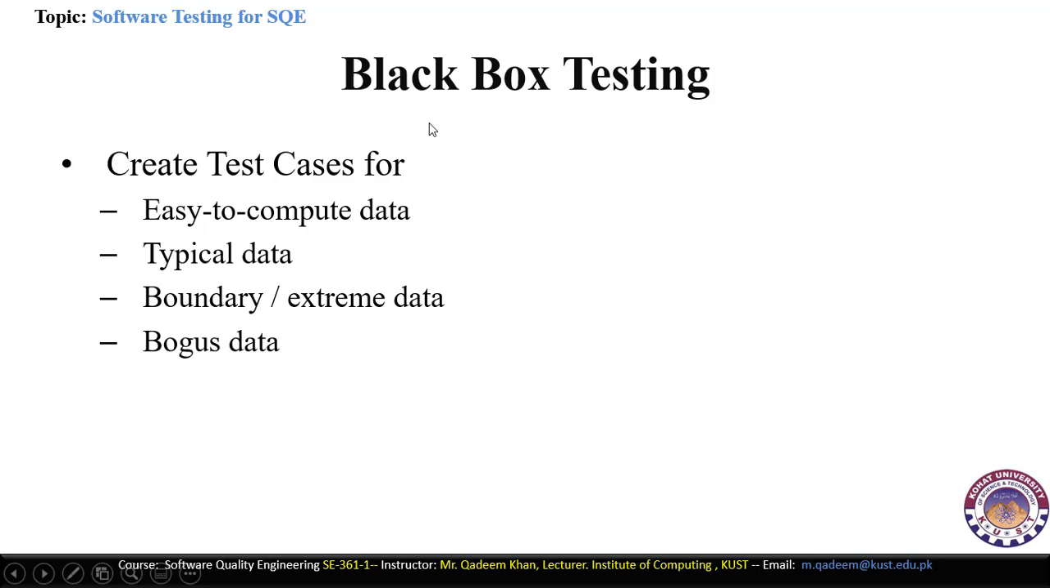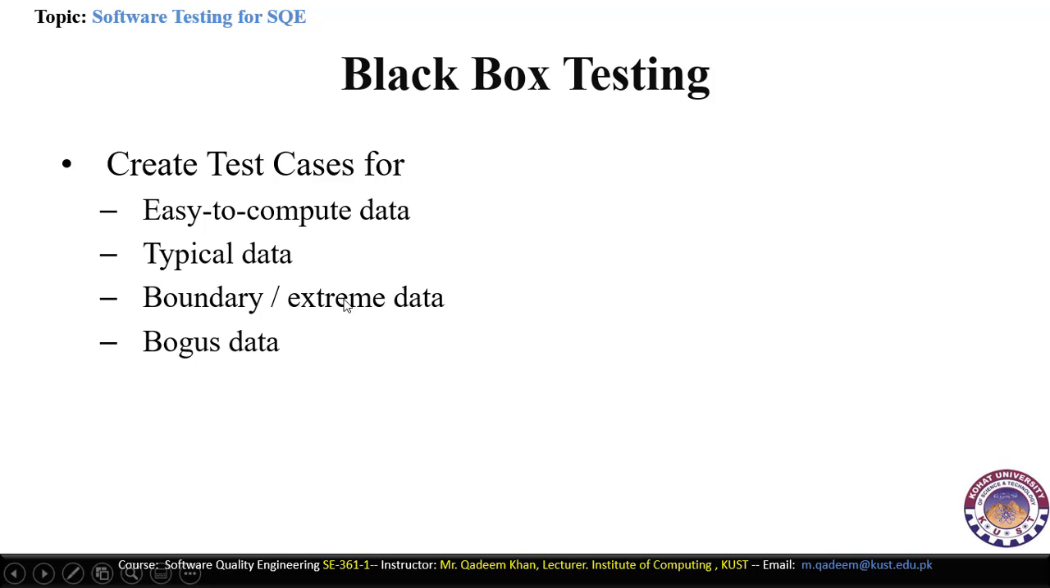The next test is called black box testing. In black box testing, we test the functionalities of the system. Black box testing is quite easy to compute because we just test the system based on the input and output. And we can use typical data. That means that we can use any type of data here.